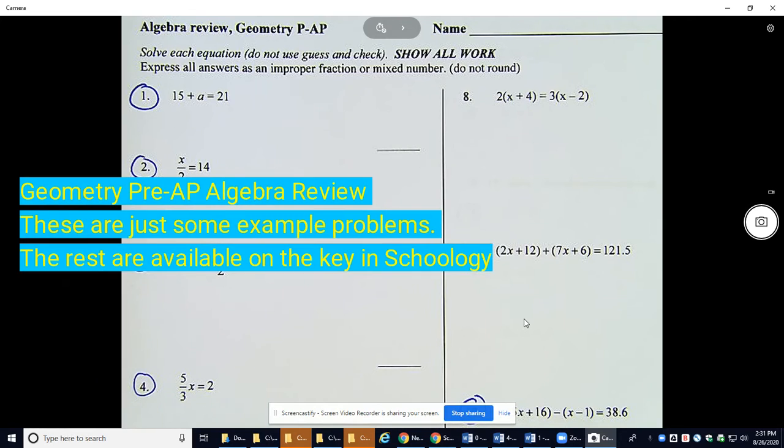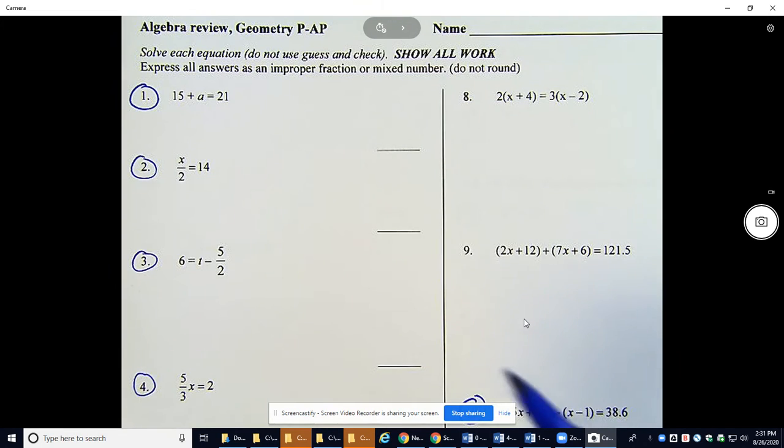There, we're going to work on the algebra review for geometry pre-AP. We've selected a few problems that we think you will benefit from. So the first 4 problems are all one-step algebra problems that you will use inverse operations to solve. By inverse operations, I mean the opposite of the operation that's happening.